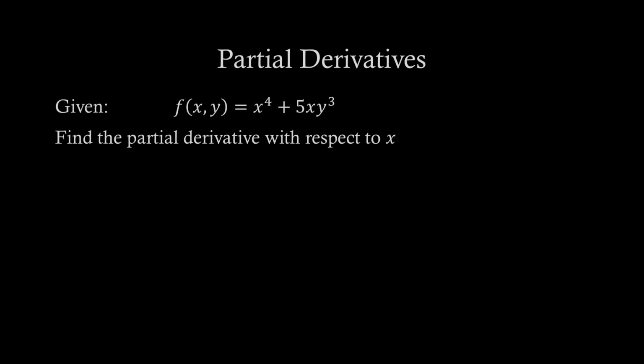Let's say I'm given a function of two variables, f of x and y, which is equal to x to the fourth plus 5x y cubed. And we want to find that partial derivative with respect to x. The notation we're going to use now: we want to calculate f partial x of x and y equals partial x of my function x to the fourth plus 5xy cubed.